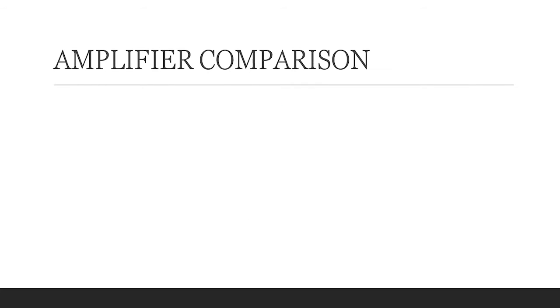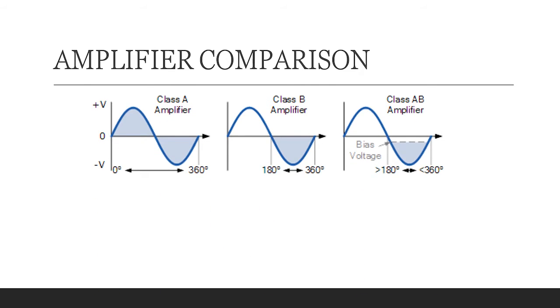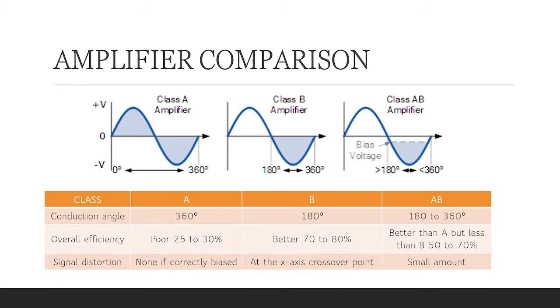For the amplifier comparison, we choose three types of amplifier, that is Class A, Class B, and Class AB. We compare through the conduction angle. For Class A it is 360 degrees, for Class B it is 180 degrees, and for AB it is 180 to 360 degrees. For the overall efficiency, Class A is poor at 25 to 30%, B is better at 70 to 80%, and AB is better than A but less than B at 50 to 70%. The signal distortion for Class A is none if correctly biased, for Class B it is at the x-axis crossover point, and for AB it is only a small amount.